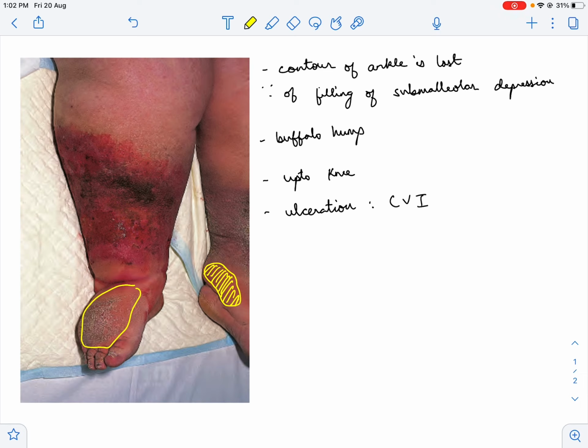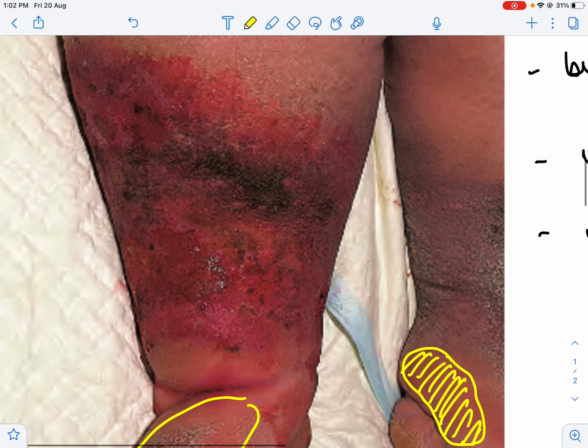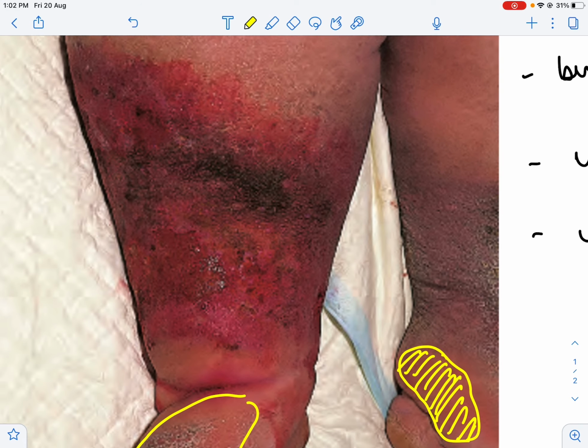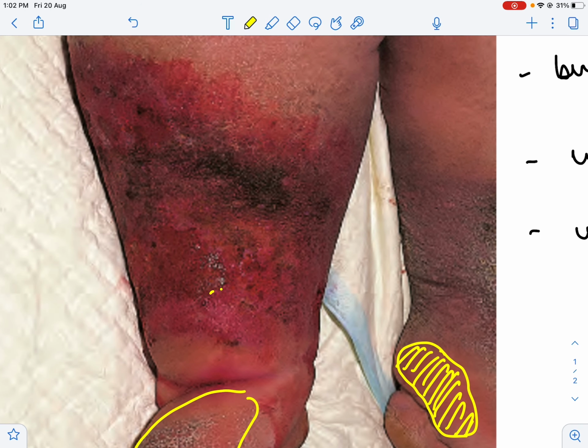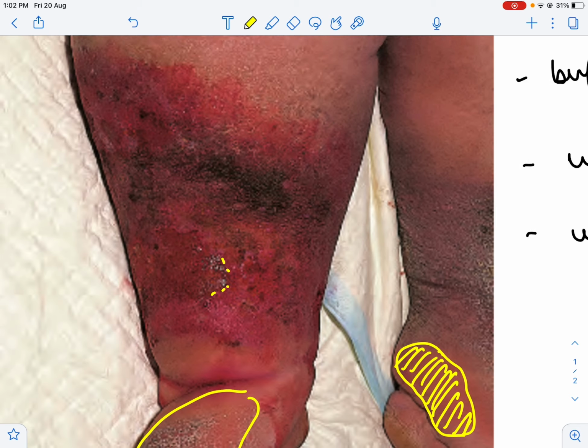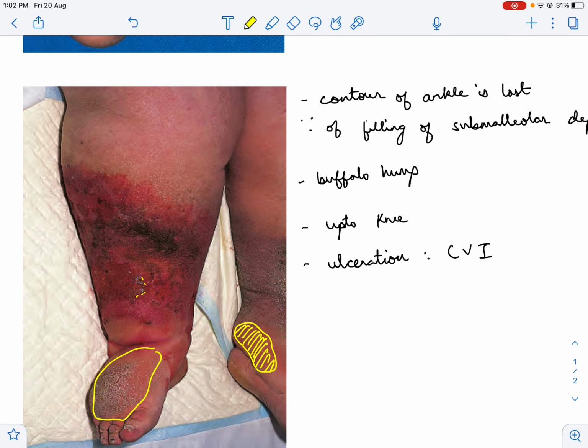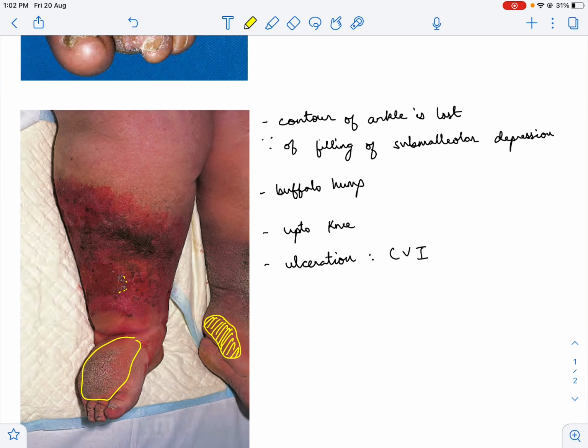Also, there is ulceration. If ulceration is present, it is because of CVI or chronic venous insufficiency. Now, you can see over here that ulceration is starting to develop. This is a magnification of the same image. If you look at this patient after a few days of this presentation, you will notice that there is ulceration.